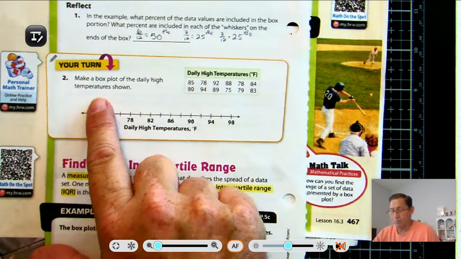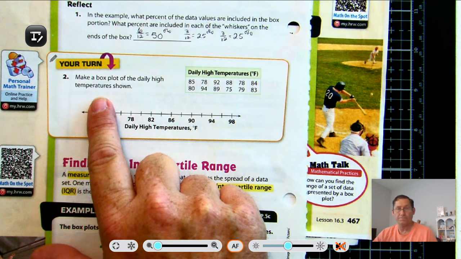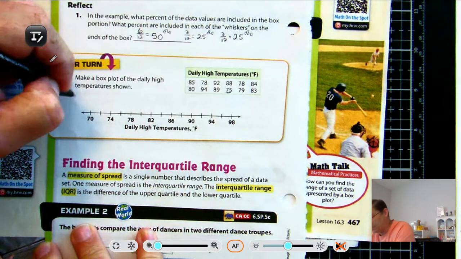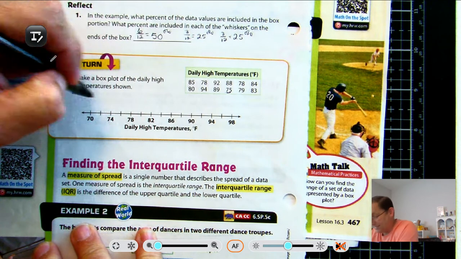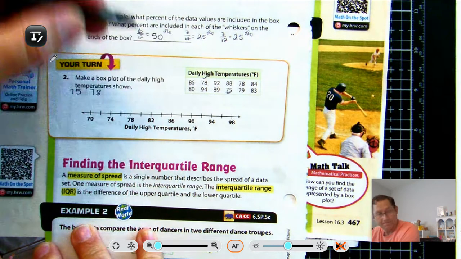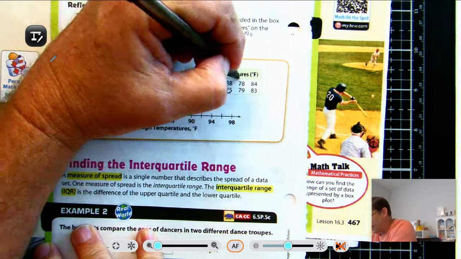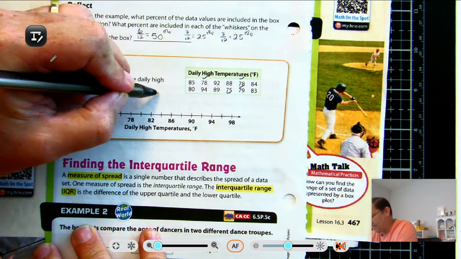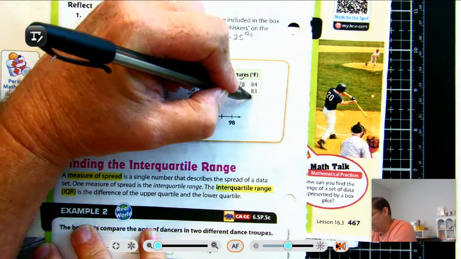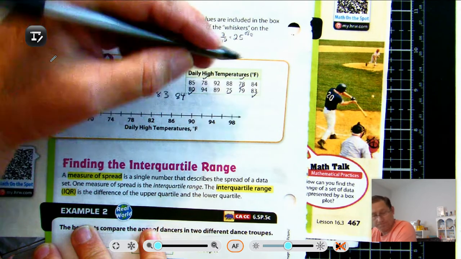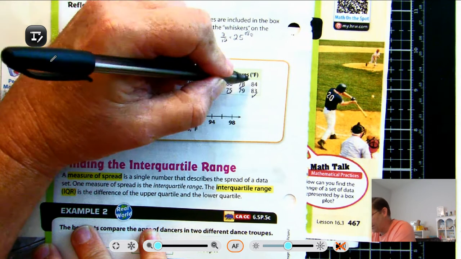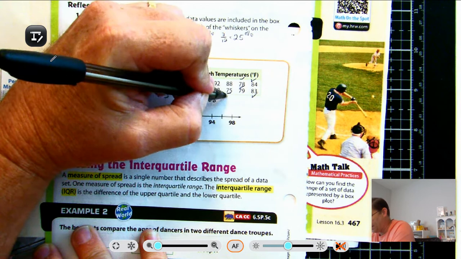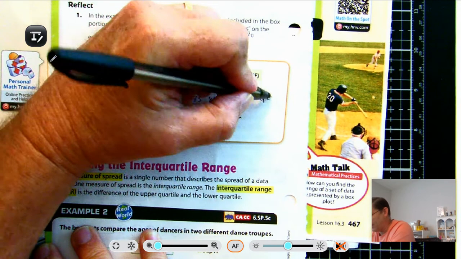All right, so step one, we want to put the numbers in order. Okay, so the smallest value is 75, then 78, and there's actually two 78s, then 79, 80, and 83, 84, 85, 88, 89, 92, 94.